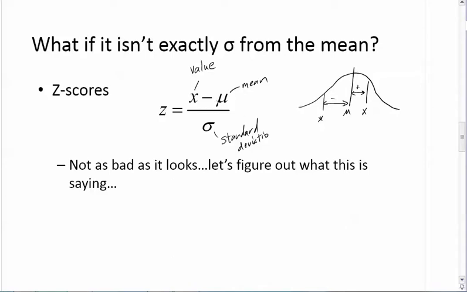Now, for the normalized distribution curve, with our normalized curve, the middle, the mean, is considered to be 0, and the standard deviation is considered to be 1.